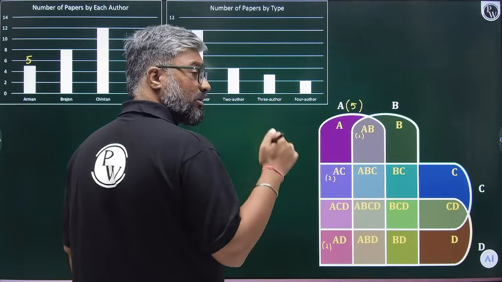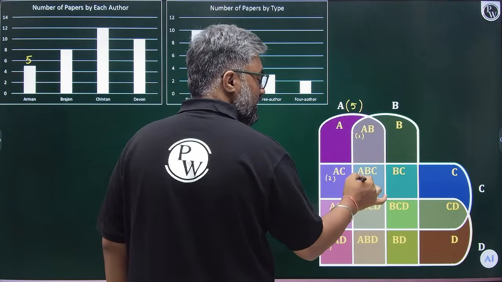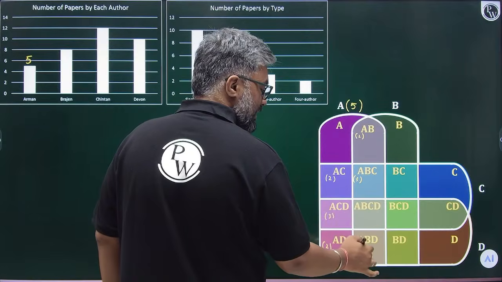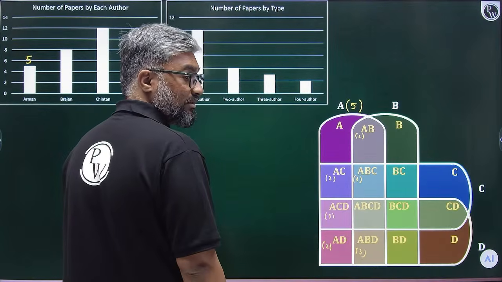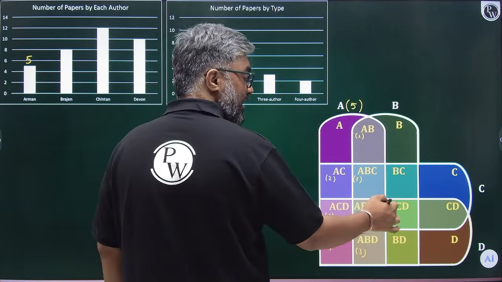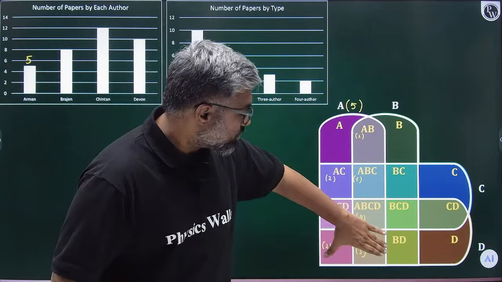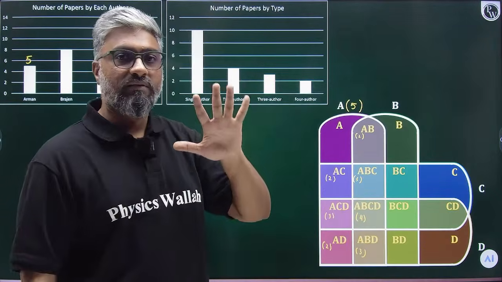Same way, 3 author papers, A, B and C would write it together. A, C and D would write it together. A, B and D would write it together. These would be the 3 author papers. And A, B, C, D, these are the 4 author papers. All of this together is 5.